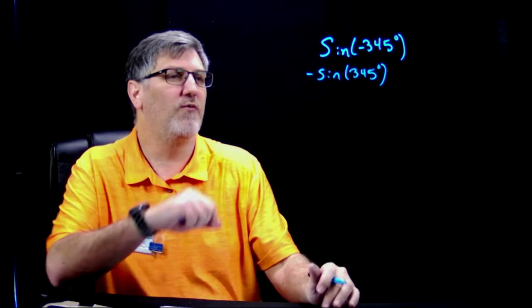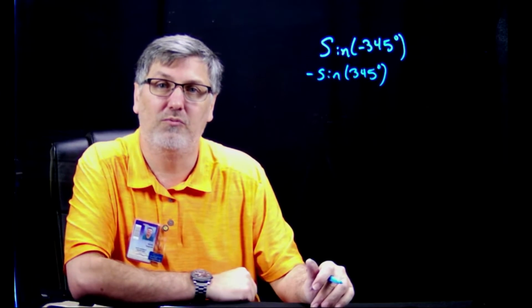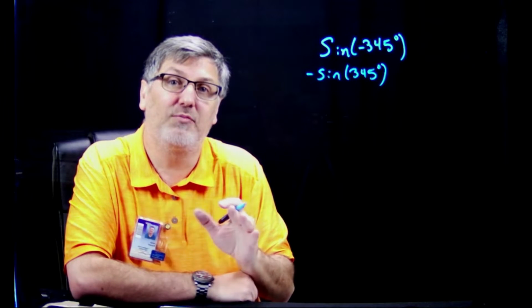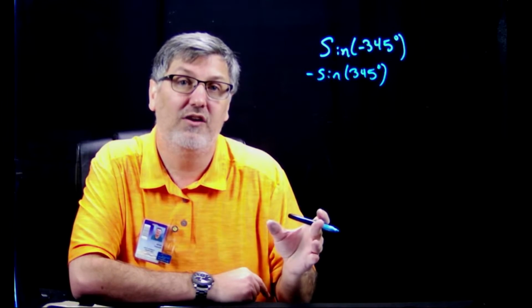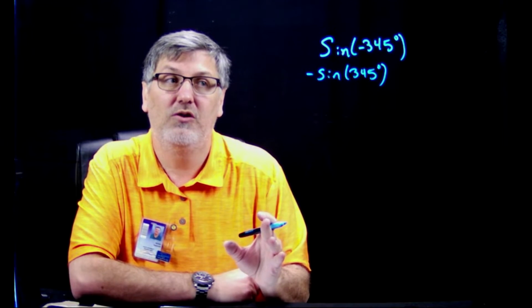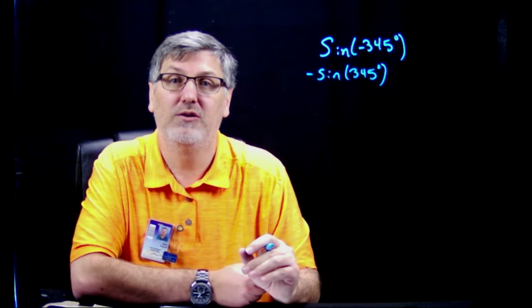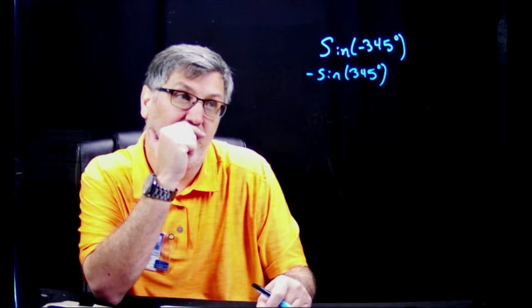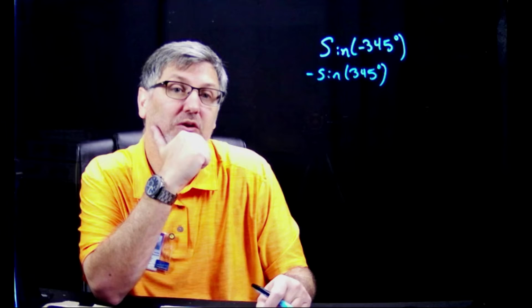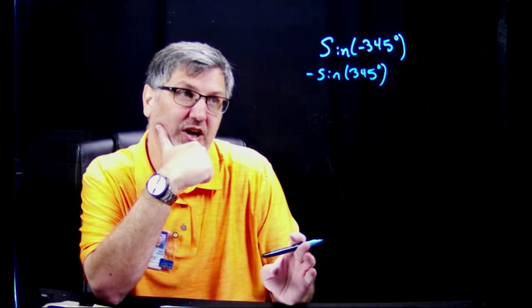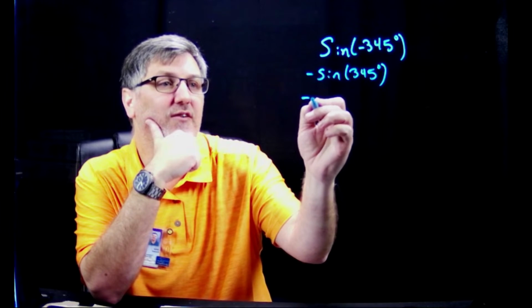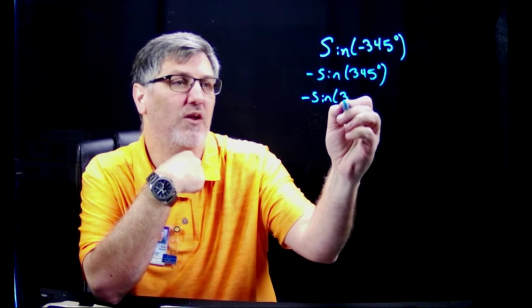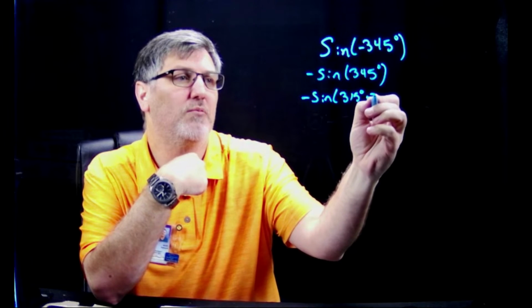Now, 345 degrees, not on my unit circle. But what I can do is I can ask myself, are there two angles that I can either add together or subtract that are on my unit circle that I can get to 345? Let's see. Could I maybe do 315 and 30? Because both of those are on my unit circle. So I can rewrite this as negative sine of 315 degrees plus 30 degrees.